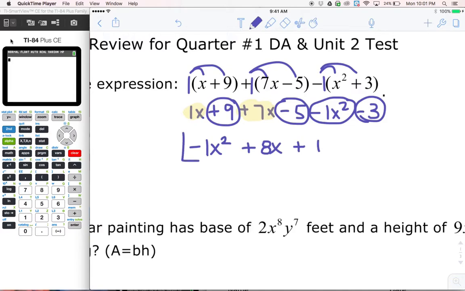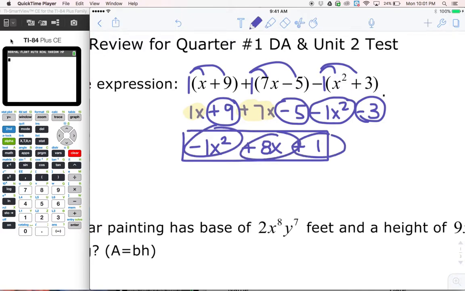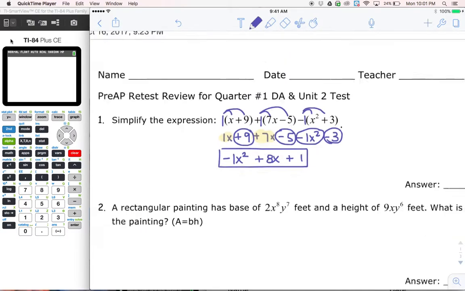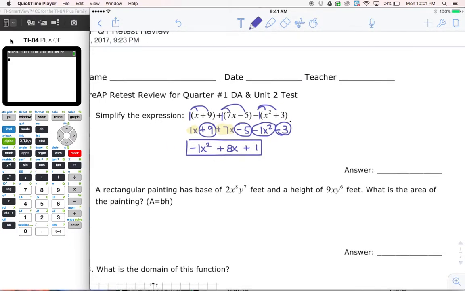Now please stop here. Don't try and go any further. None of these are like terms, so there's nothing else we can do. That's as good as it gets. All right, so negative x squared, you don't need the 1. Negative x squared plus 8x plus 1.